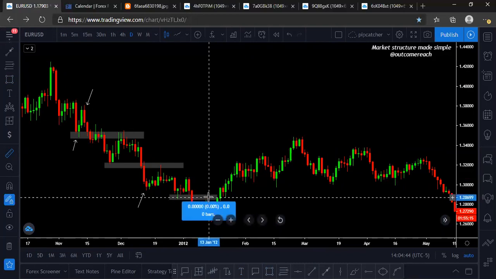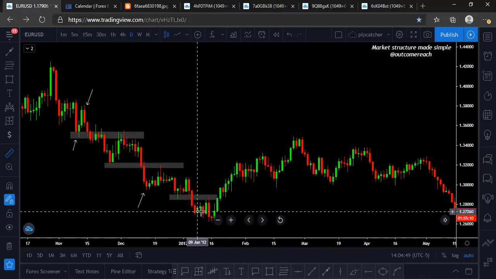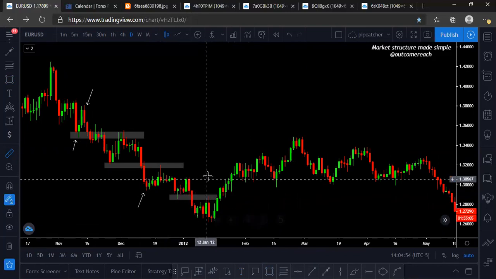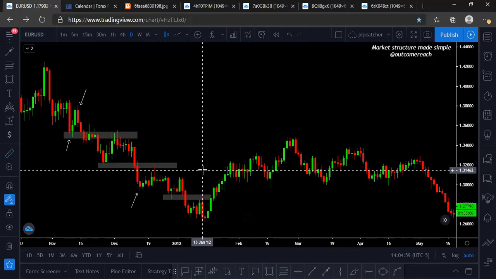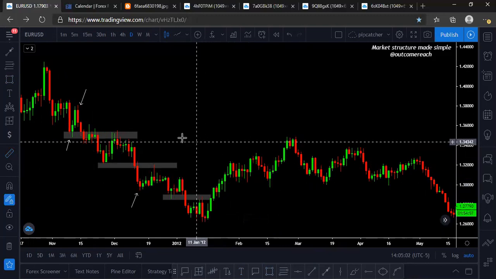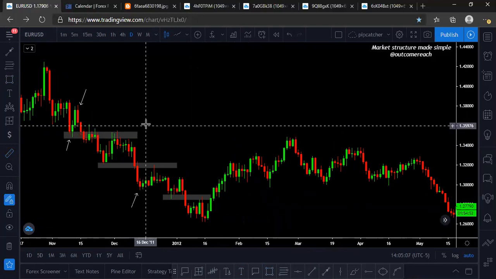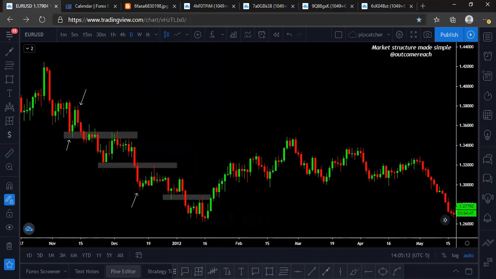There's a 260 pip drop just from that break of structure and a retest of the low of that structure. So you can see that this is a very repetitive way of looking at the market. And why is that? It's because the market structure is the whole base of the market.